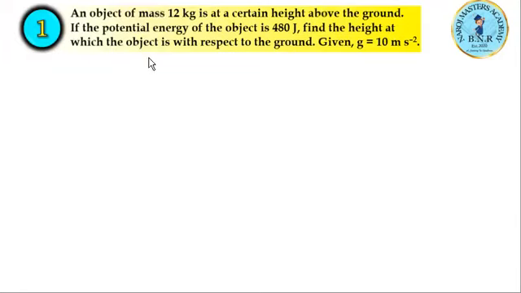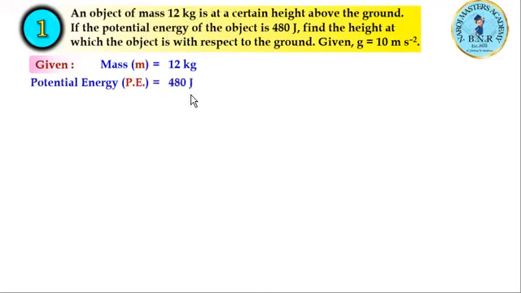Next is one example based on that concept. An object of mass 12 kg is at a certain height above the ground. If the potential energy of the object is 480 joules, potential energy is given clearly. So potential energy is how much? 480 joules. Potential energy is nothing but mgh. Find the height at which the object is with respect to the ground.